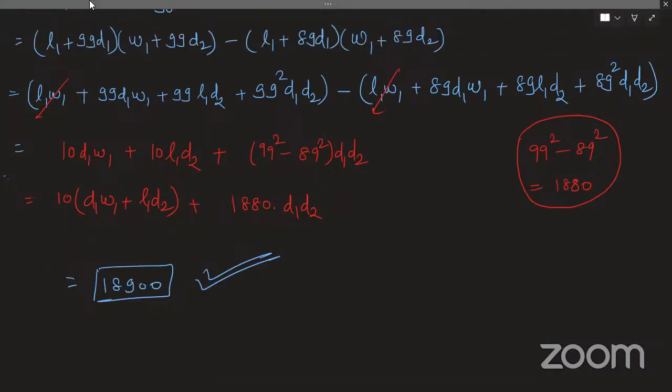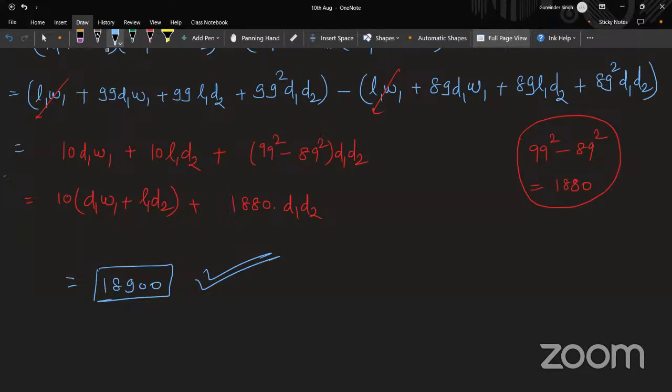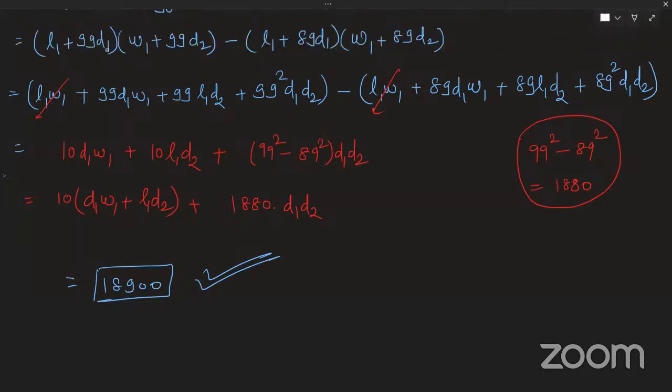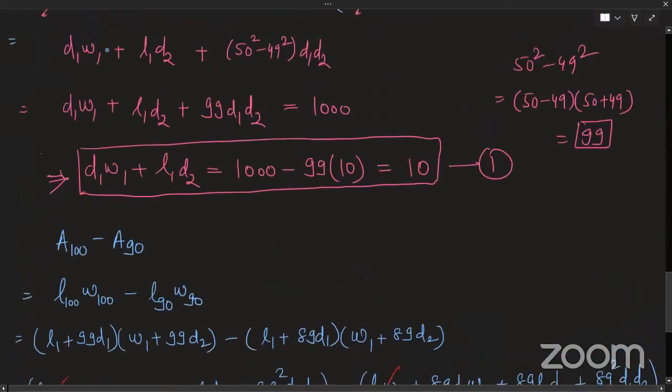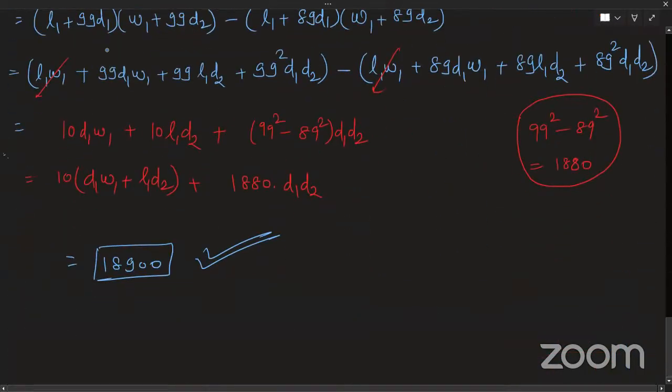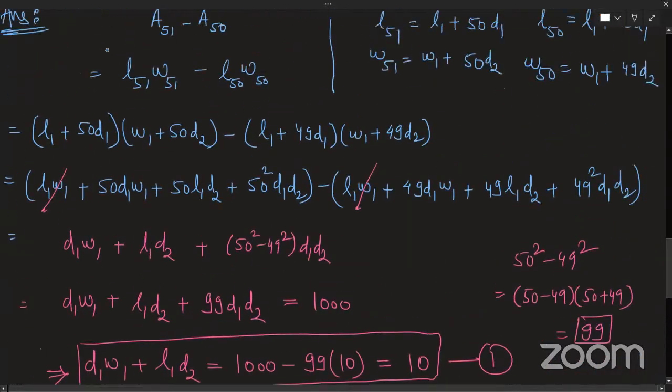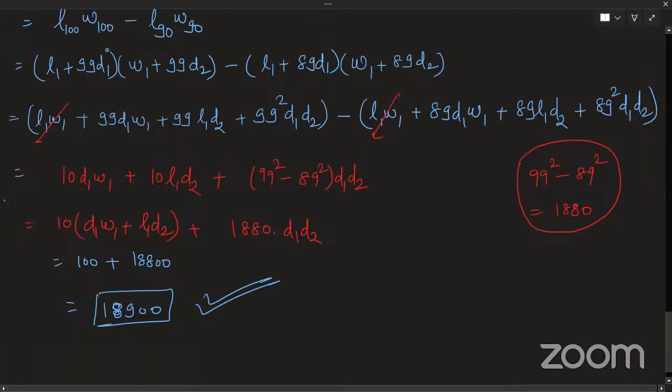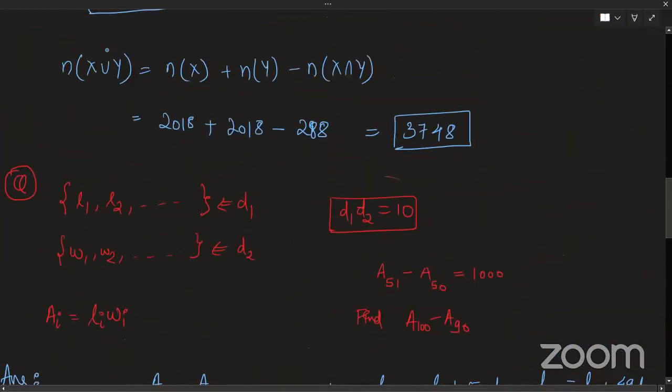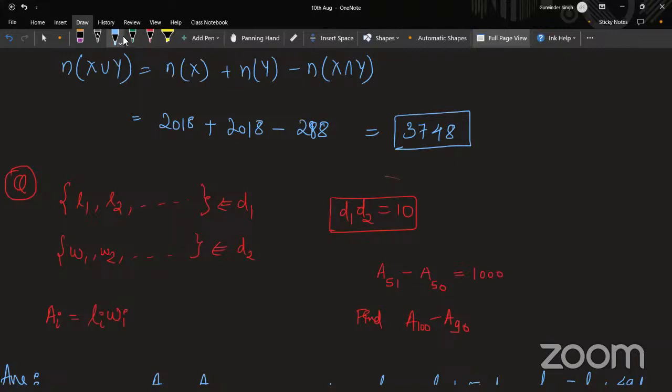Yes, correct. Everyone got it? Got it right? Because D1 multiplied by D2 is 10 and D1 W1 plus L1 D2 is also 10, right? So when I substituted, it is 100 plus 18800. So it is basically equal to 18900, right? Everyone has understood? So this is also from JEE Advanced.